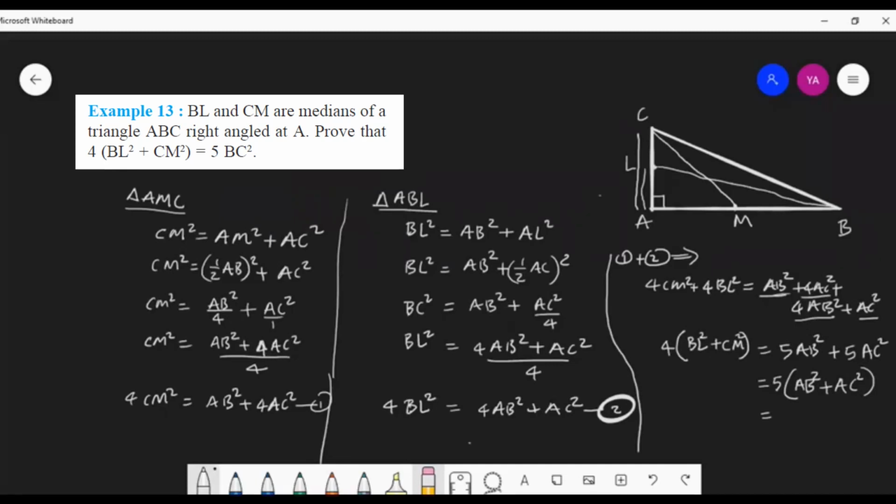In triangle ABC, that is also a right triangle. In that larger triangle, BC is the hypotenuse, so BC square will be AB square plus AC square. We apply that here. So we will get 5 into BC square, as AB square plus AC square can be substituted by BC square. So we reach the result: 4 into BL square plus CM square is equal to 5 into BC square.